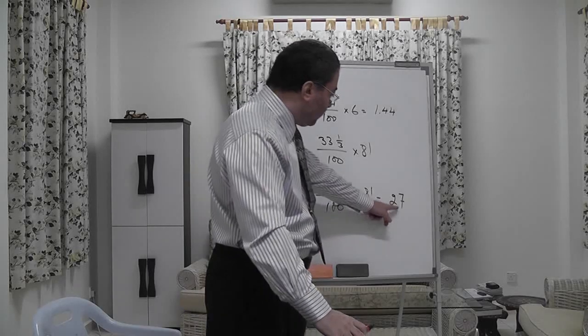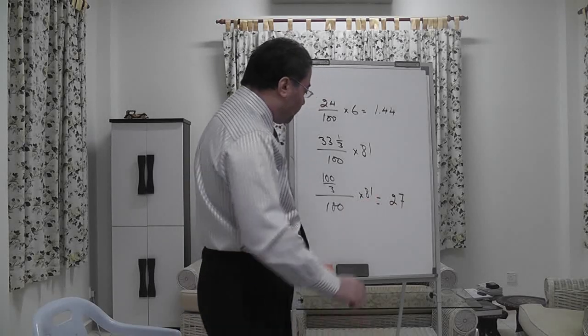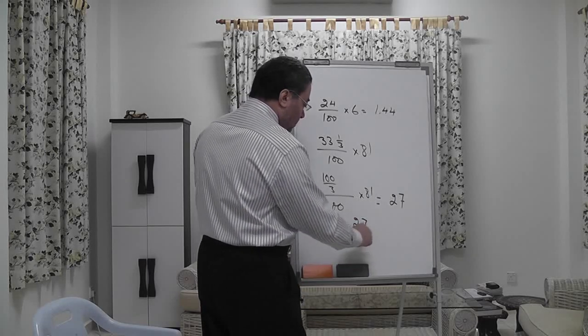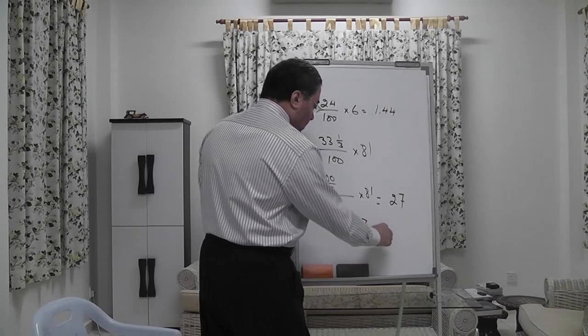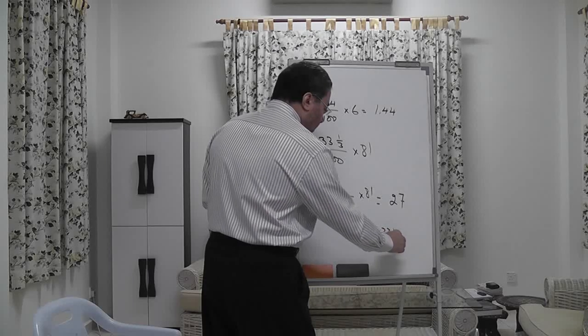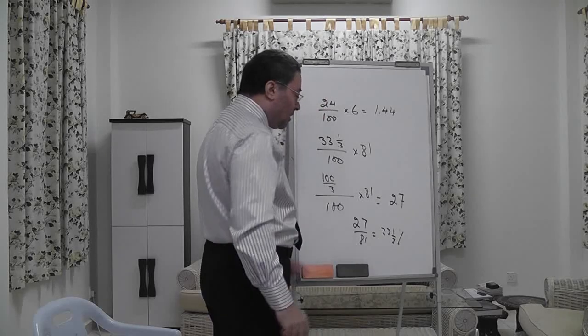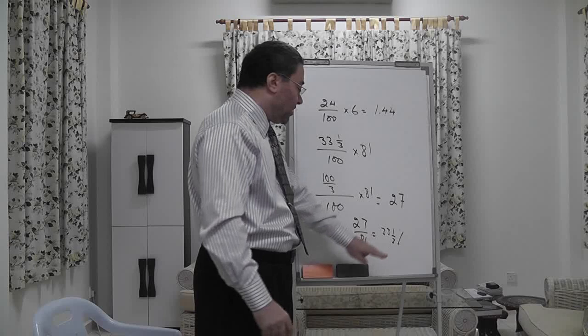So 27 over 81 is 33 1/3%, or 33 1/3 over 100.